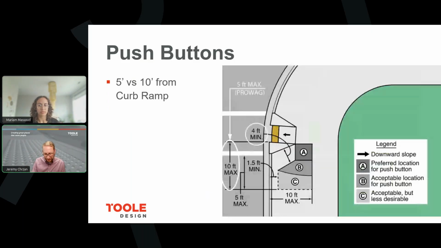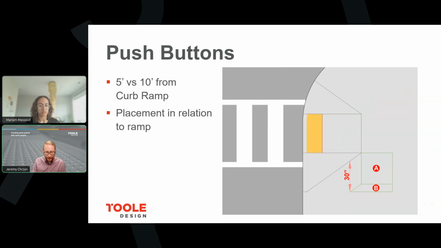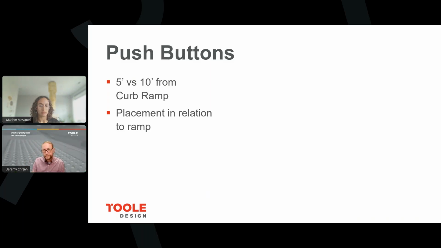So comparing this previous graphic that shows areas A, B, and C that are allowable per the MUTCD, PROWAG essentially only allows placement in proximity to area A and a portion of area B.